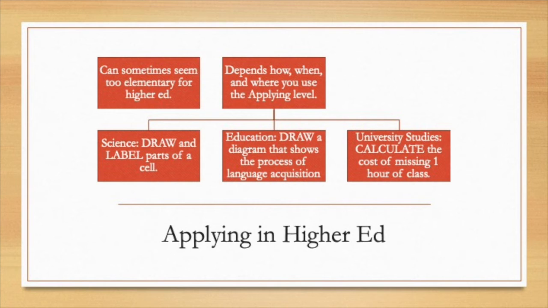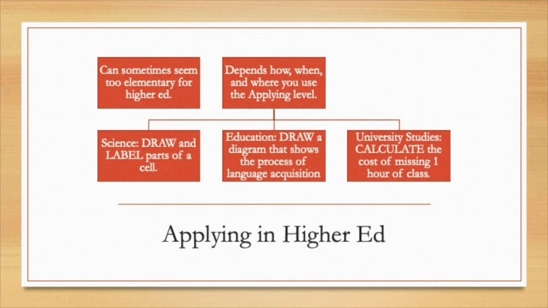In higher ed, I've learned that it depends on how, when, and where I use the applying level. It's likely that a science instructor would use applying in their labs, for example, draw and label a picture of a cell, but maybe not so much during lectures. In my own courses, I've had my students draw a diagram that shows the process of identifying a student for special education. I've had them categorize professional vocabulary into labeled groups.